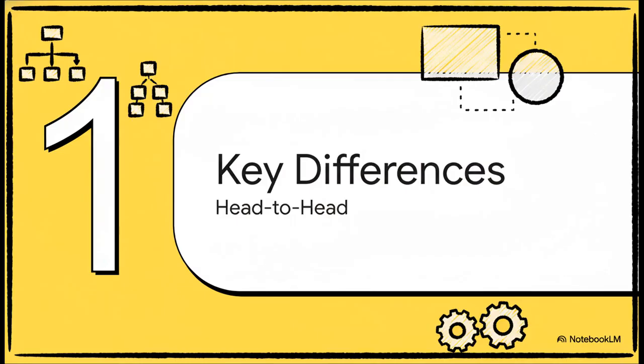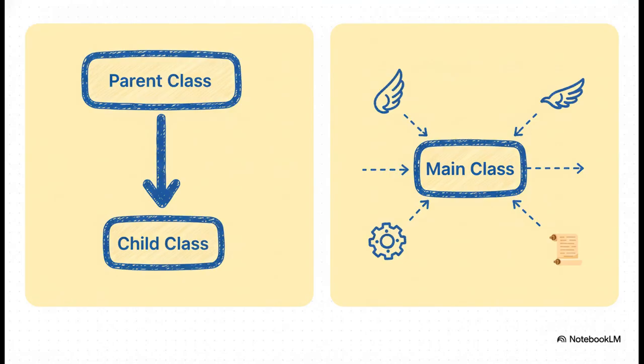All right, so let's break it down and put these two head to head. We're going to get into the nitty-gritty, the actual rules of the language. So on a high level, it really boils down to this. An abstract class is all about an is-a relationship. It's for things that are closely related, that share a common identity and common code. And the big rule here, a class can only extend one abstract class.